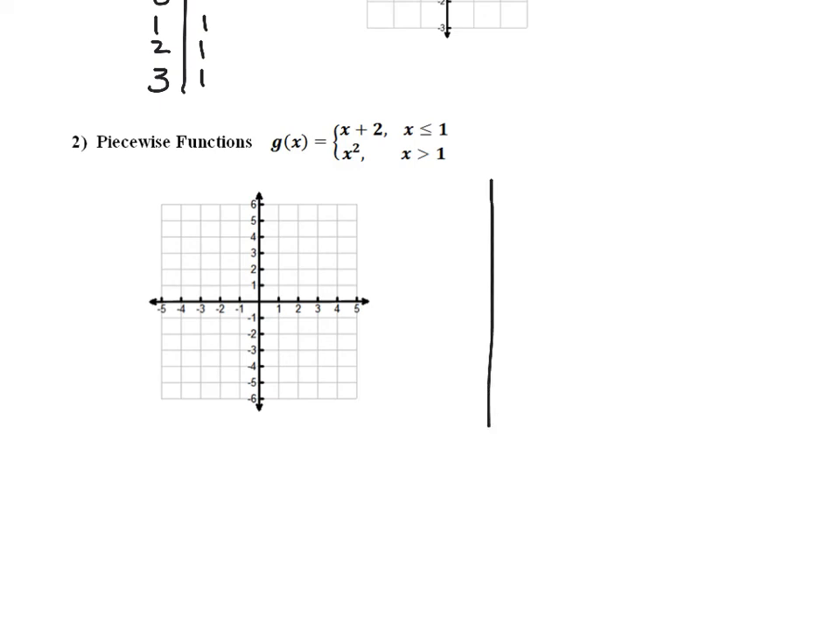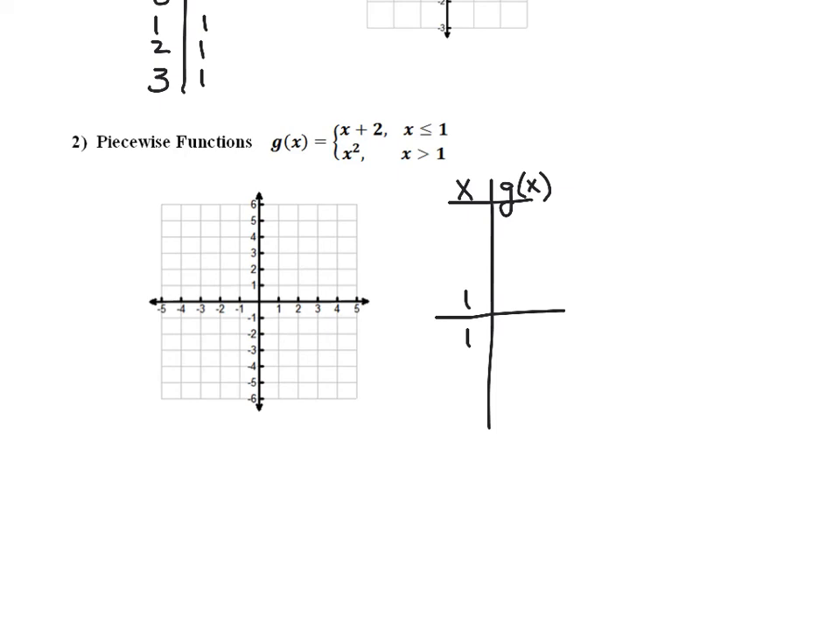We clearly can see that x equals 1 is the only possible place where I could have a discontinuity. What I like to do when I'm graphing piecewise functions like this is put that number 1 on both sides of the graph, deciding which point will be a solid dot and which point will be an open circle. So let's start with x plus 2, where x is less than or equal to 1.